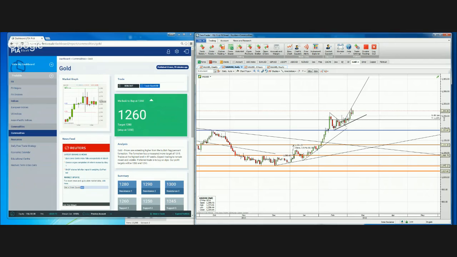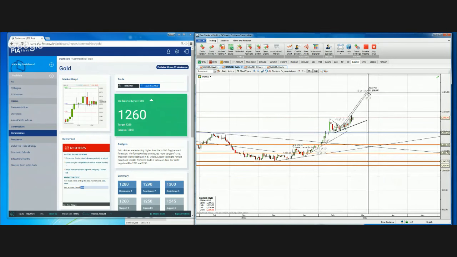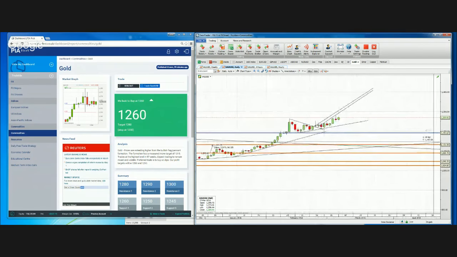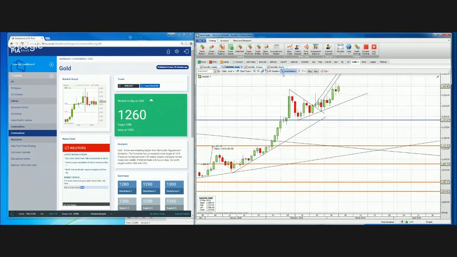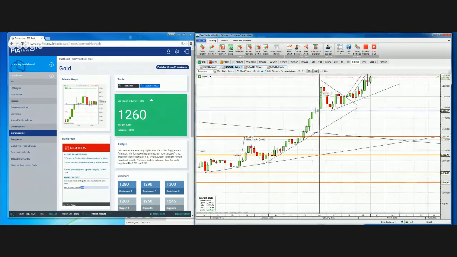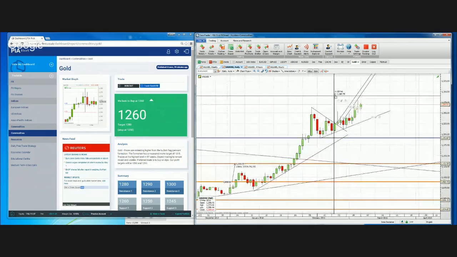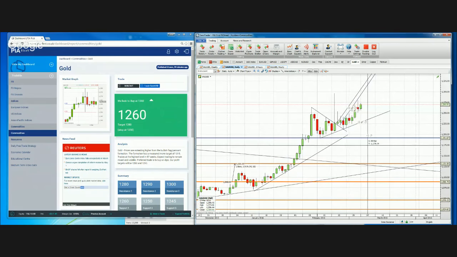Now we have a projected move, measured move on this. Well, the flag, 1420. But if we take a projected move on the actual triangle itself, which it broke from, that's around about the 13 area. So target on that would be $1,300.